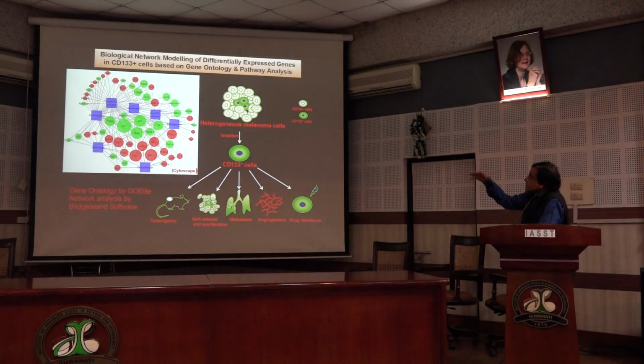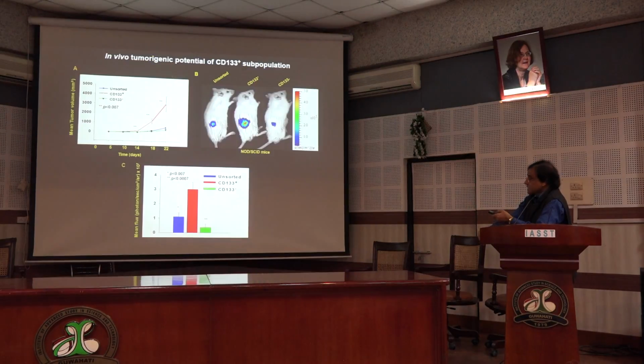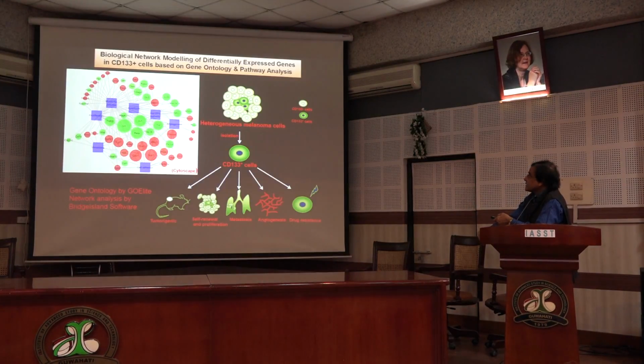And when we have done that biological network analysis, we find that there is a good correlation between the upregulated genes and downregulated genes, and they are very much associated with proliferation, metabolic process, apoptosis, signaling pathways, angiogenesis, cell adhesion, metastasis, which is shown in the purple color on the left side.